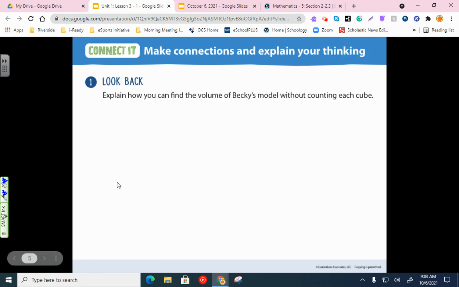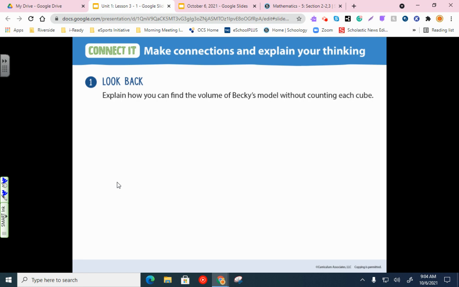All right. How can you find the volume of Becky's model without counting each cube? So what they're basically asking is, what are some techniques that we've been using that have made this quicker and not a process where we take everything apart and count it cube by cube?